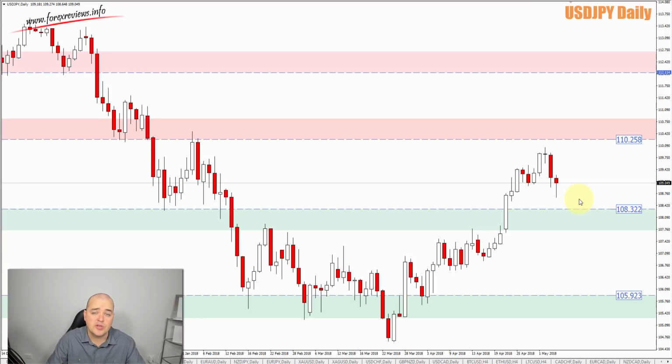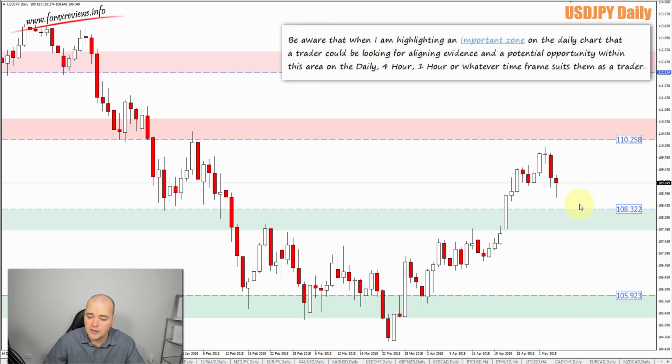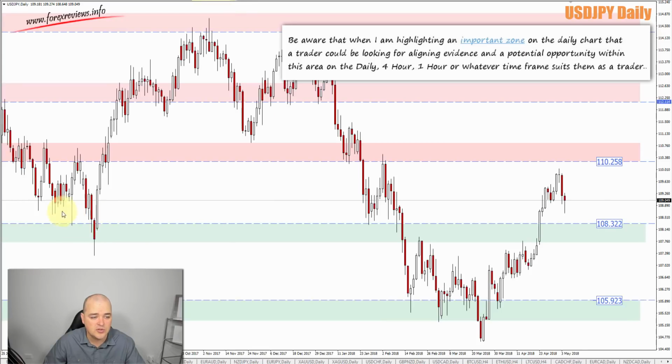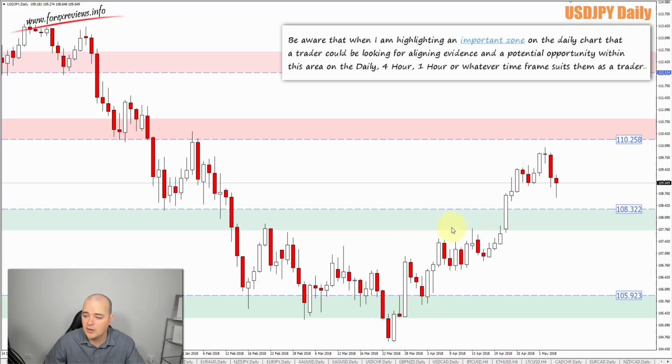Okay, next pair I'd like to highlight is USD JPY and I'm on the daily chart. Now in USD JPY this week, we'd like to highlight a potential pullback area, which is the 108.32 zone area. This is an area on this market where we're looking for bullish evidence and a potential move to the upside from this important zone. And if we look left, you can see it's an area that acted as really strong support back here. And if I zoom out, you can see it act as really strong support looking back here as well in the past.